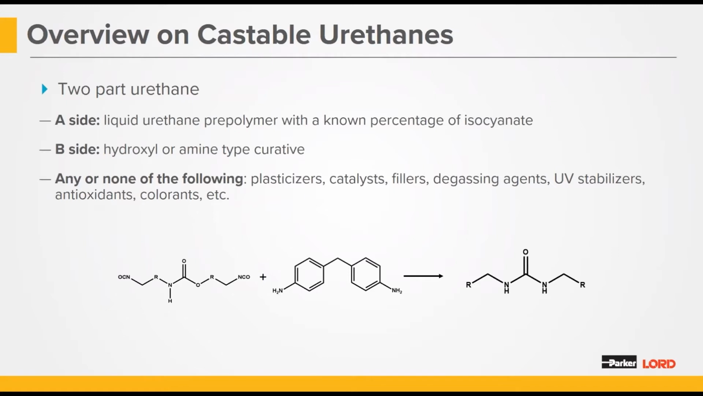So first we have to talk about what castable urethanes are. It's a two-part urethane system, with the side A being a liquid urethane prepolymer with a known percentage of isocyanate. Side B is either a hydroxyl or an amine type curative. They can have any or none of the following additives: plasticizers, fillers, degassing agents, colorants, and etc.